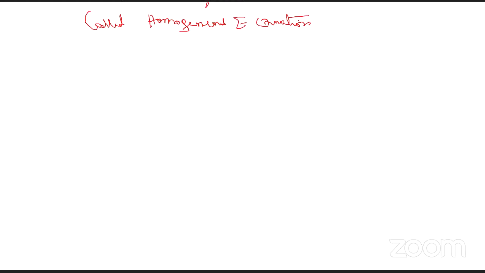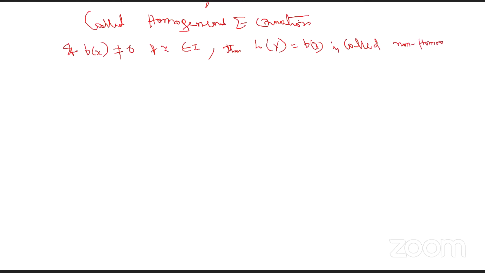So if B of x is not equal to 0 for all x belongs to the interval I, then L of y equal to B of x is called non-homogeneous equation.